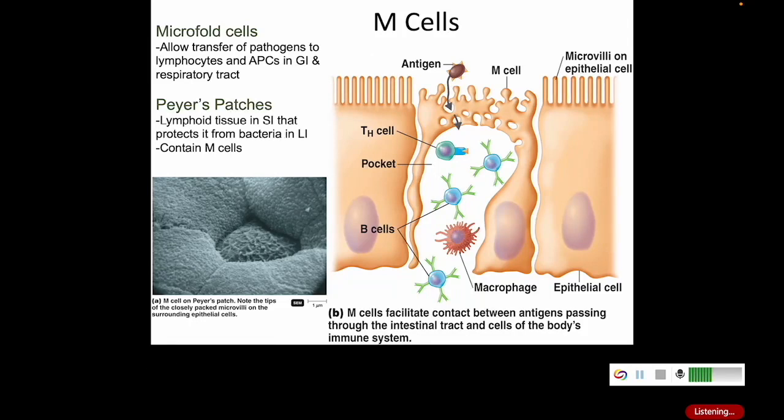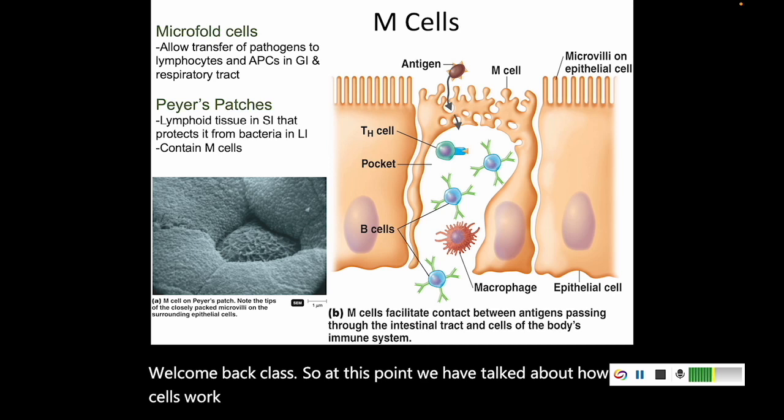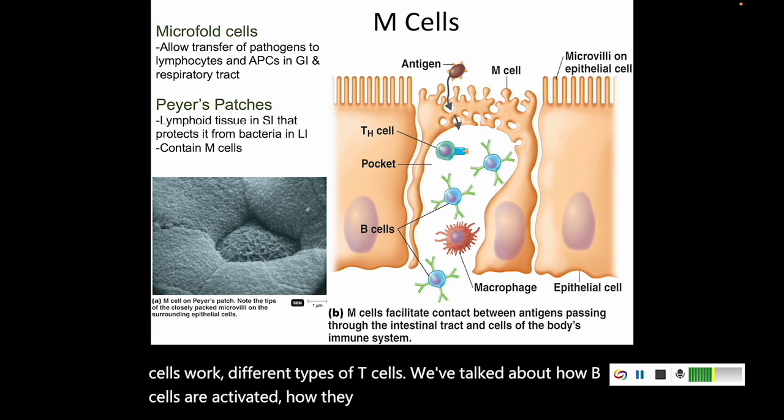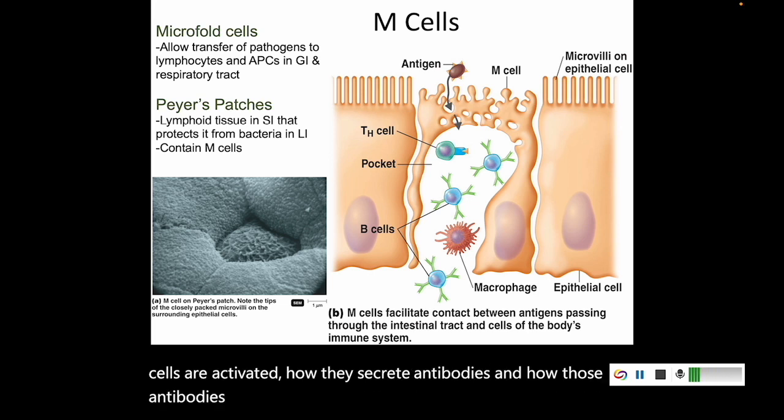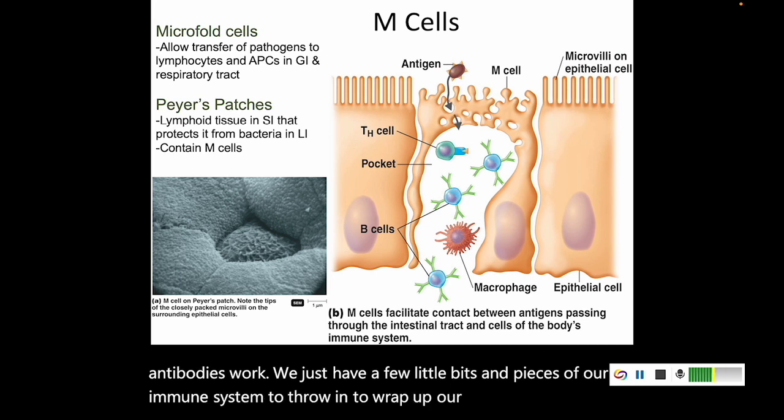Welcome back, class. So at this point, we have talked about how T cells work, different types of T cells. We've talked about how B cells are activated, how they secrete antibodies, and how those antibodies work. We just have a few little bits and pieces of our immune system to throw in to wrap up our study of this chapter. So one of those are M cells.